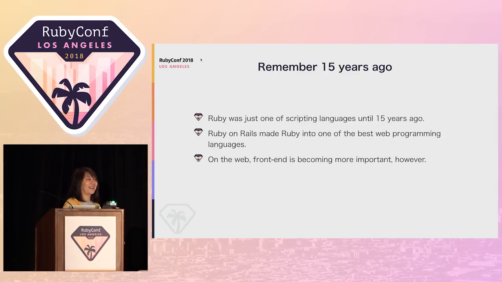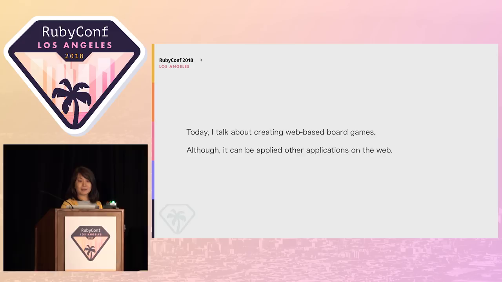Remember, 15 years ago, Ruby was just one of the scripting languages. Ruby on Rails made Ruby into one of the best web programming languages. On the web, front-end is becoming more important, however. Today, I talk about creating web-based board games. Also, it can be applied to other applications on the web.